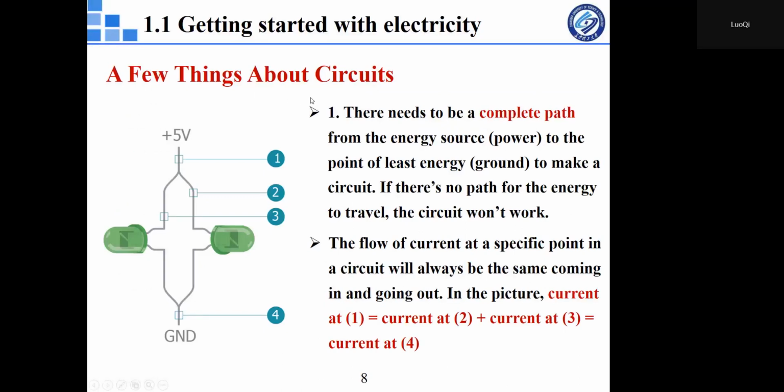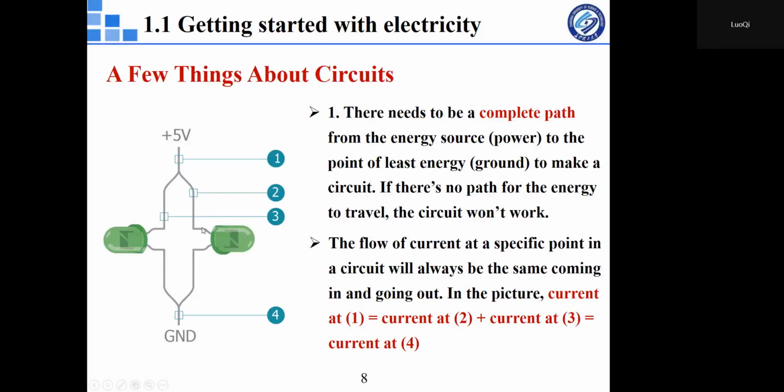A few things about circuits. First, there needs to be a complete path from the energy source, power, to the point of lowest energy, ground, to make a circuit. If there is no path for the energy to travel, the circuit won't work. The flow of current at specified points in a circuit will always be the same coming in and going out.